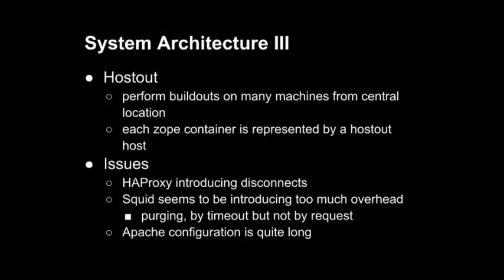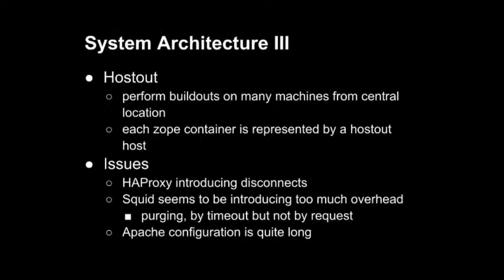So recently, we have discovered several issues with our stack. HAProxy is introducing disconnect errors in the ZOPE clients, and we're not entirely sure why yet. We've gotten a partial handle on it, but it's still there. Squid seems to be introducing a lot of overhead. We have way too many Squids. We have 40 Squids for 40 clients. We should have far fewer, possibly one per machine, possibly one big caching server.